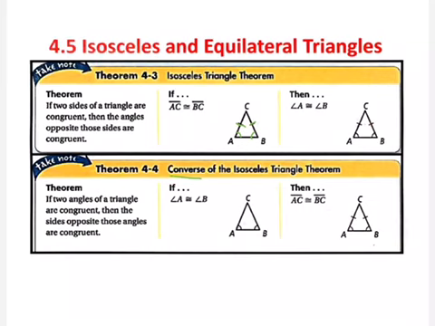Theorem 4.4, the converse of the isosceles triangle theorem, states that if you know that the two base angles are congruent, then you know the sides opposite them are also congruent.